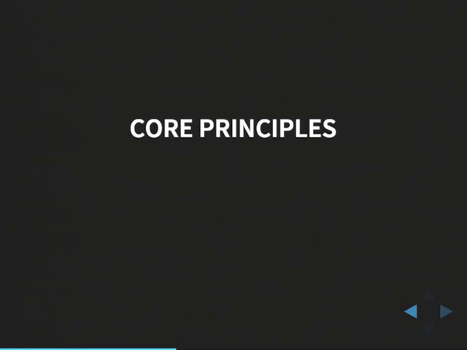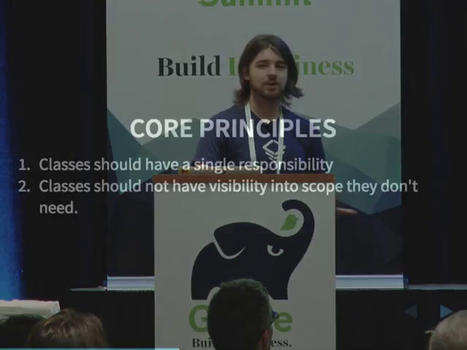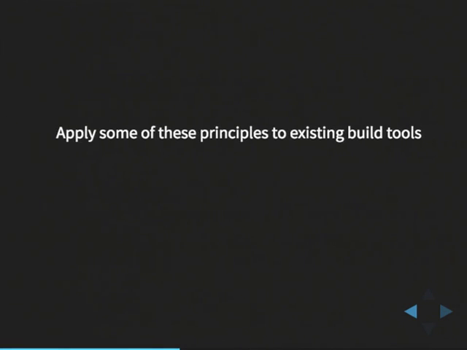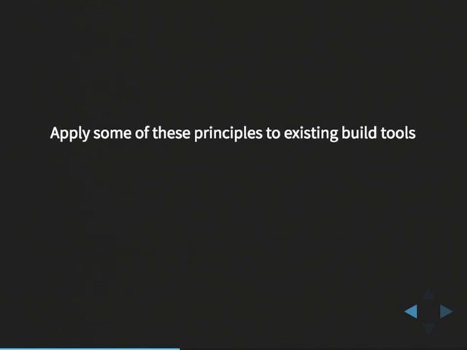So we've gone through a bunch of examples, and I would break these down into two core principles. One, classes should have a single responsibility. Two, classes should not have visibility into scope they don't need. Just following these principles will give you a lot of insight into what is extensible about your code. So let's take a look at some existing build tools in the context of Gradle and the ecosystem.